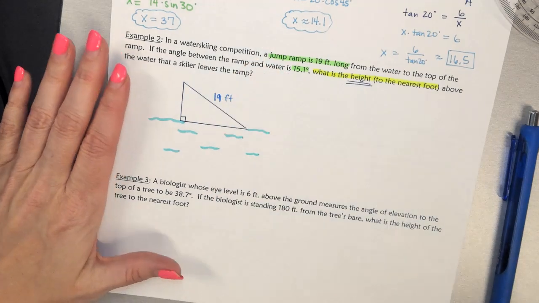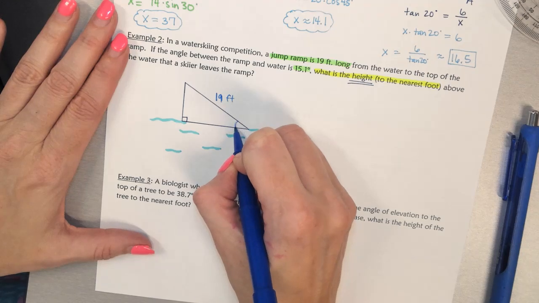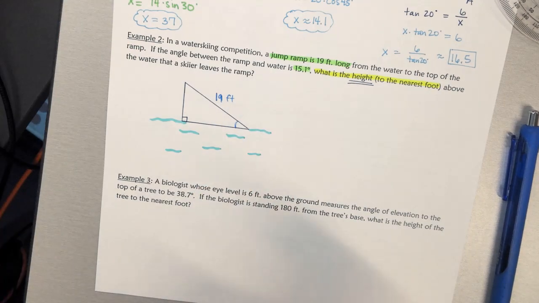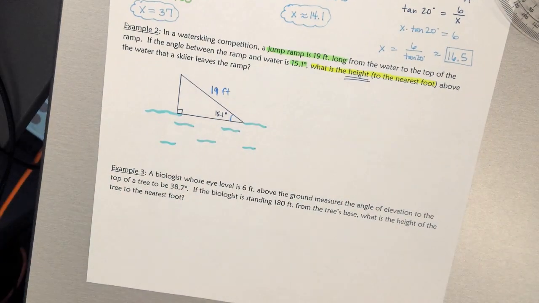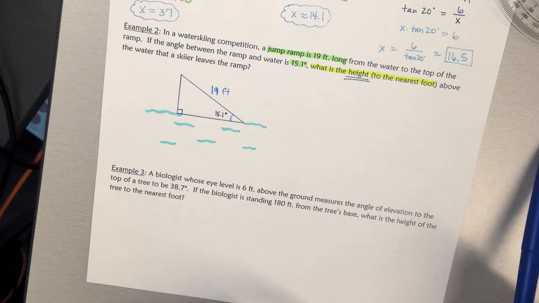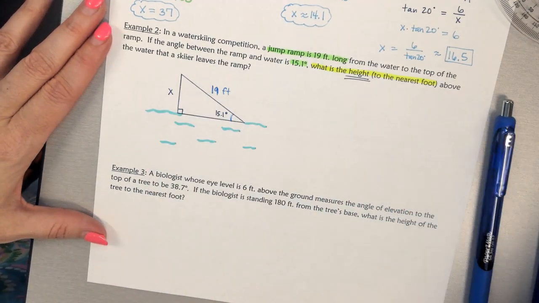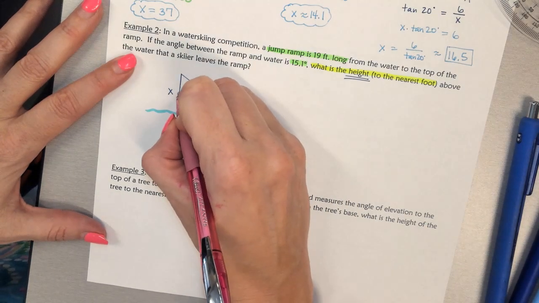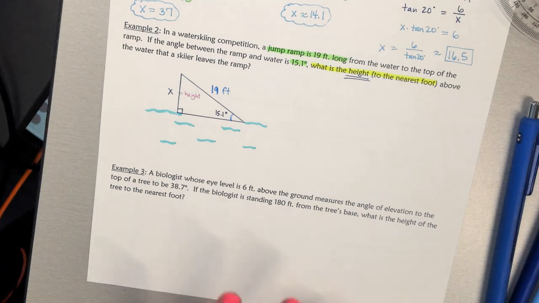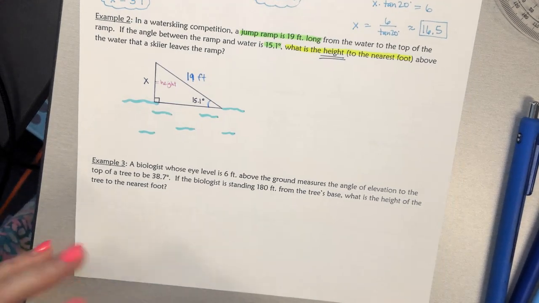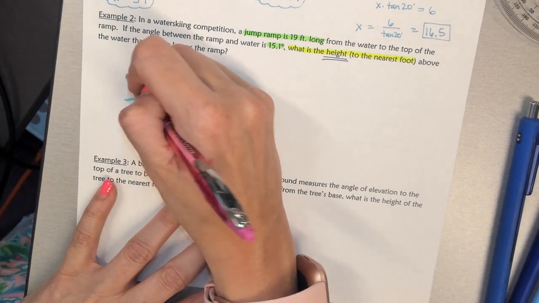Okay, and then it says 15.1 degrees is between the ramp and the water. So it can't be the right angle. It's going to have to be this angle, 15.1 degrees. Again, this is not to scale. And then you have to find the height. The height is always with a right angle. So this is going to be your height. And then from there, you can just label the side that's the hypotenuse. We know this side is the opposite side.